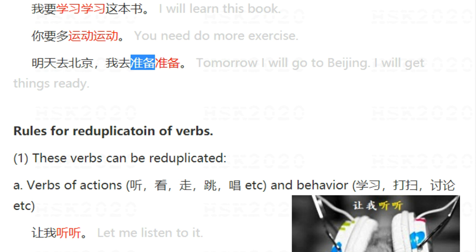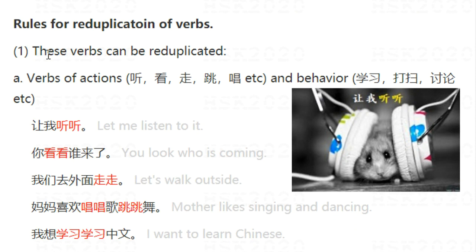The rules for reduplication of verbs are, first, these verbs can be reduplicated: the first category is verbs of actions such as 听、看、走、跳、唱, etc., and behavior verbs such as 学习、打扫、讨论, for example. 让我听听, let me listen to it. 你看看谁来了。Look, who is coming? 我们去外面走走。Let's walk outside. 妈妈喜欢唱唱歌跳跳舞。Mother likes singing and dancing.